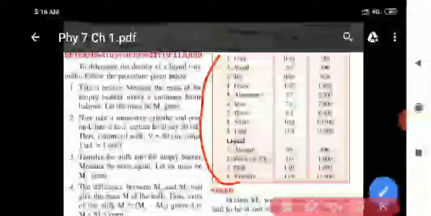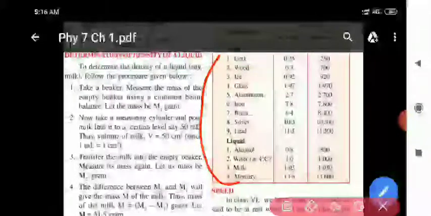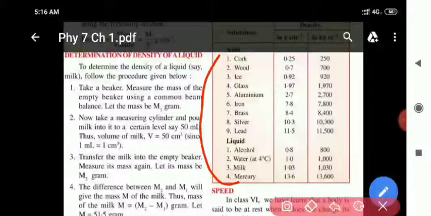Now the densities of some common substances are given here. See, solids are there and liquids are there. The density of water is 1 gram per centimeter cube and mercury is 13.6. Lead is given, silver, aluminium, different substances are given.